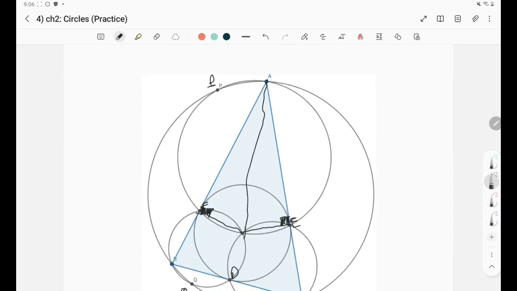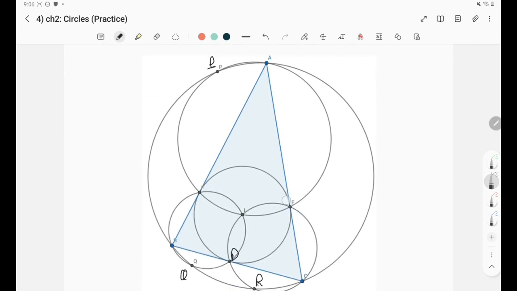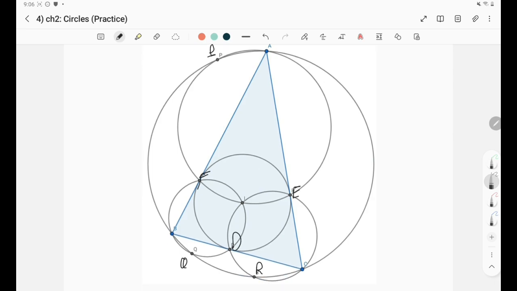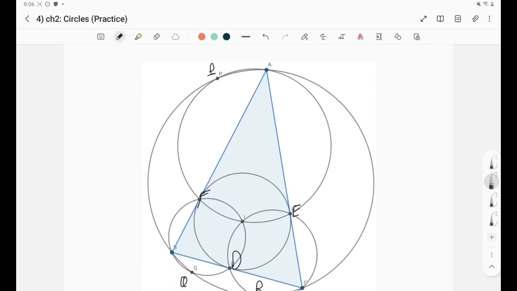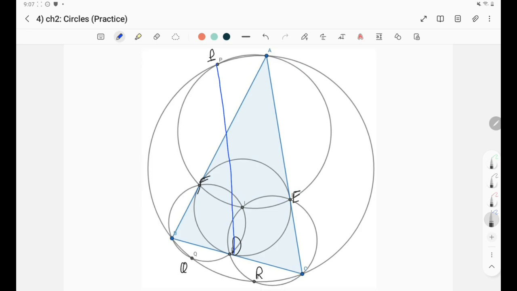Part B, we need to show that, oops, I deleted the points. We need to show that the 3 lines, the first line is PD, the other one, similarly, QE and RF, are concurrent at a point.